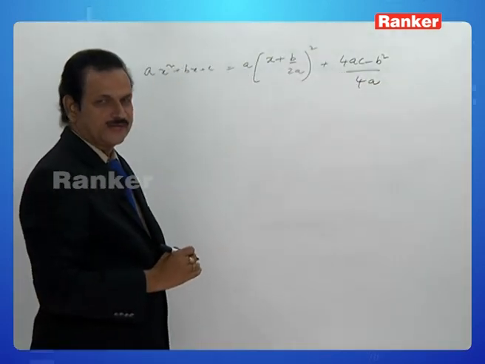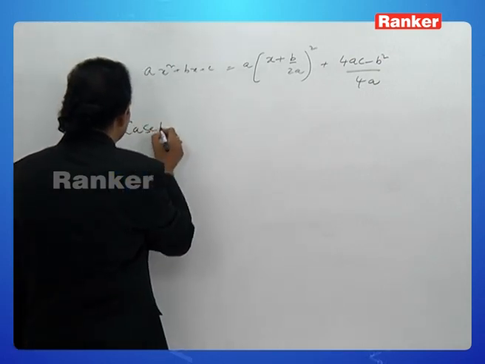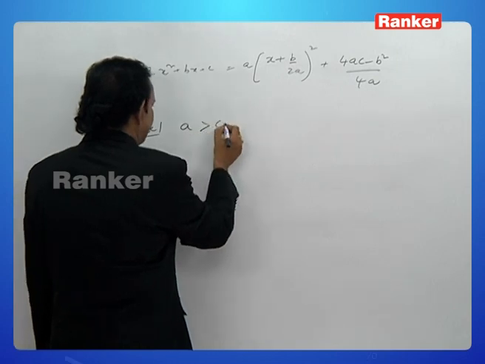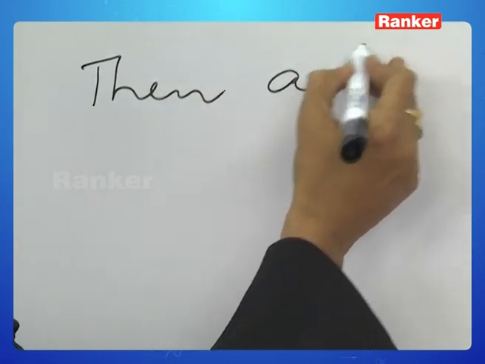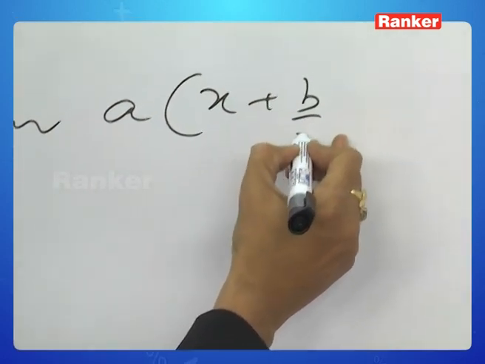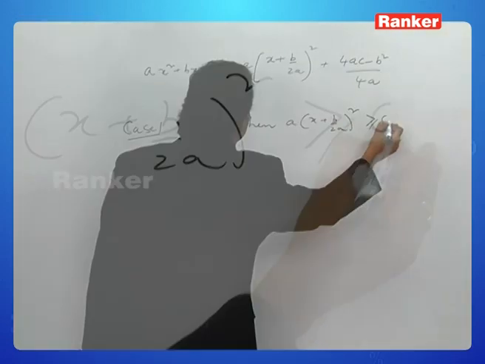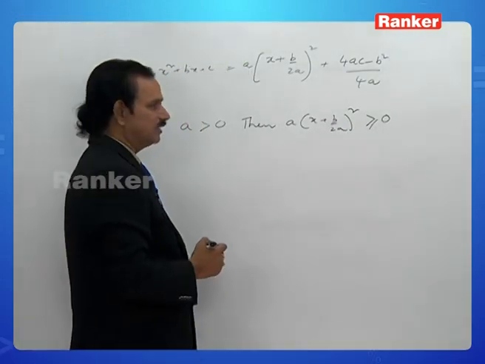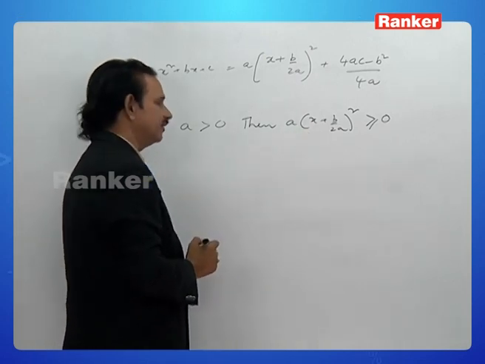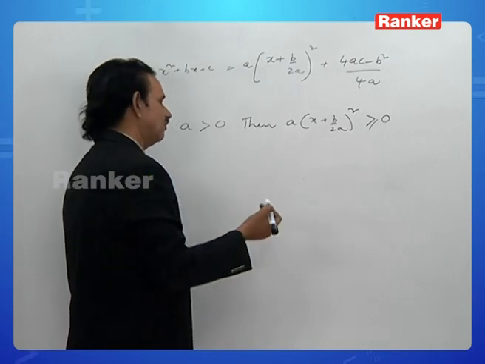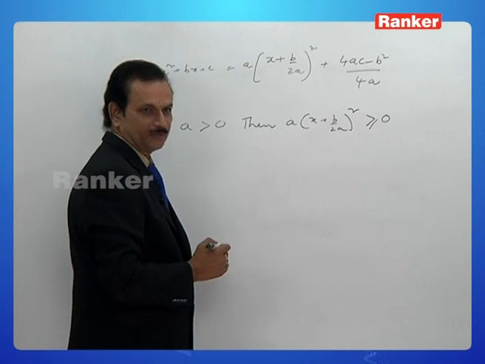Here, two cases will arise. Case 1: a is greater than 0. Then a into (x plus b by 2a) whole square is also greater than or equal to 0. Why? Because (x plus b by 2a) whole square is a square, it is greater than or equal to 0. Of course, it may become 0 when x is equal to minus b by 2a.